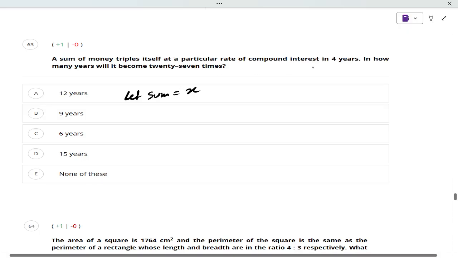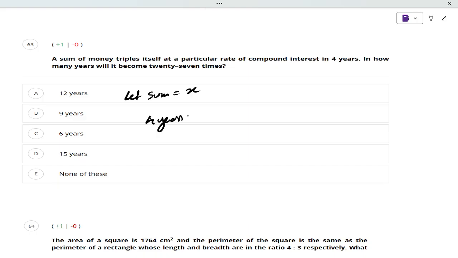Now compound interest: in 4 years the sum tripled, right? So in 4 years this sum will be tripled, correct? They are asking us in how many years this becomes 27 times. So in another 4 years this one will be tripled. That means 3x into 3 will give us 9x. In another 4 years this one will be tripled. So 9 times 3 is 27, right?